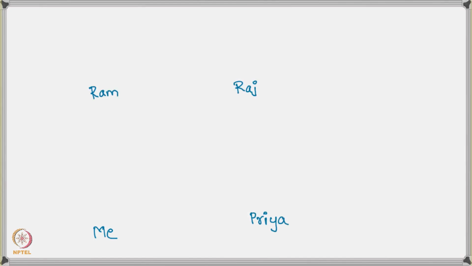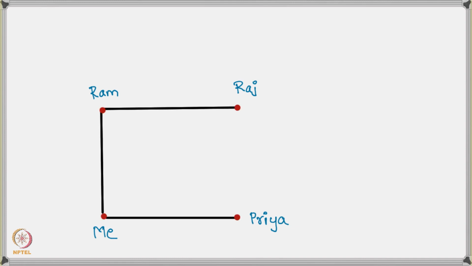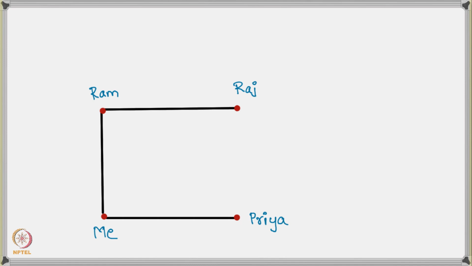Let us consider a small example. Me, Ram, Raj and Priya have the following friendship structure. This is called a friendship network. This looks very easy given that there are only 4 people.